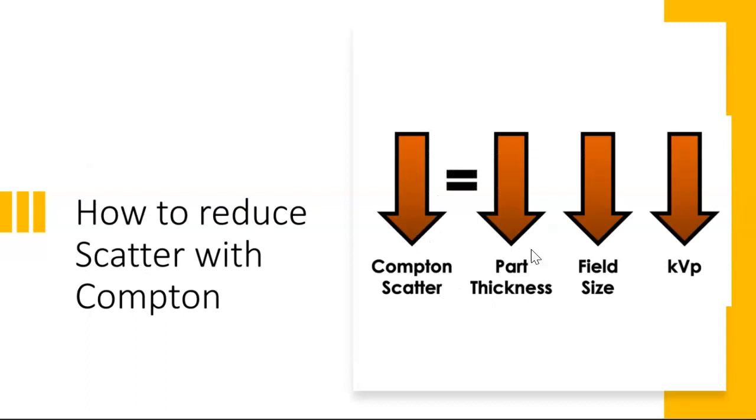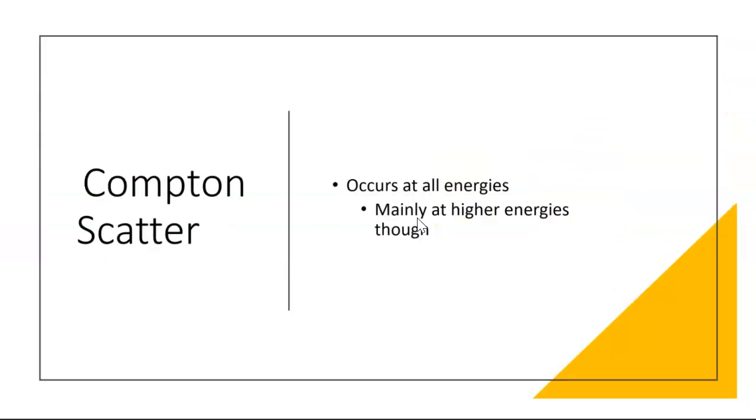How to reduce scatter with Compton. If we want to reduce Compton scatter, we reduce part thickness, reduce field size, and reduce our kVp. So our images will look pretty. Compton scatter happens with all energy ranges, but mainly at higher energy ranges. Typically when we're at higher energy is when we're going to see more Compton scatter.